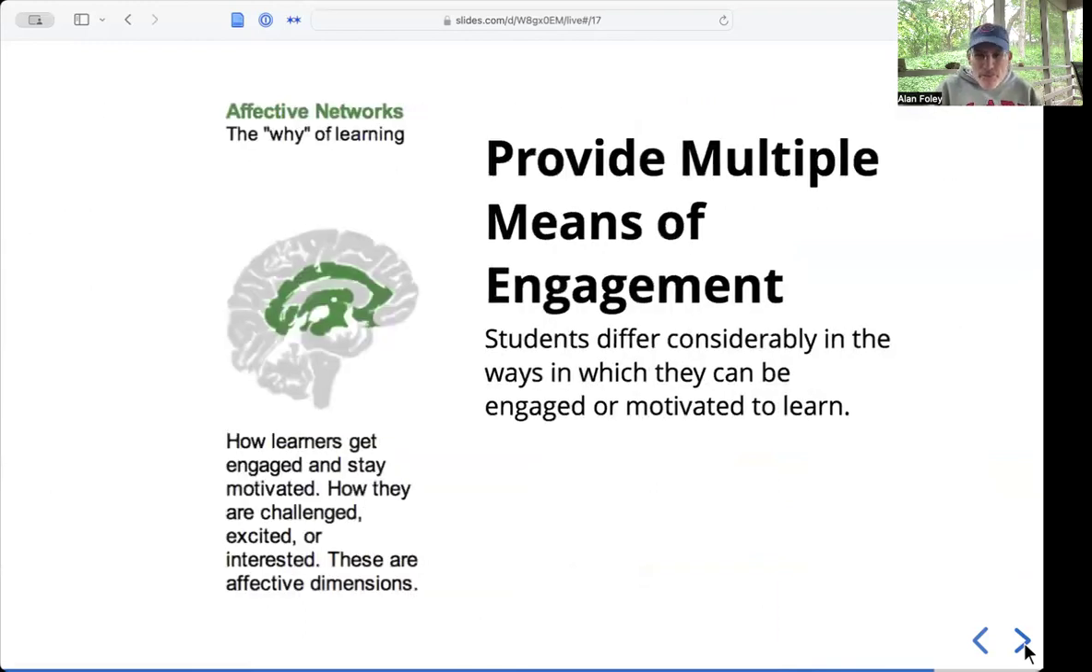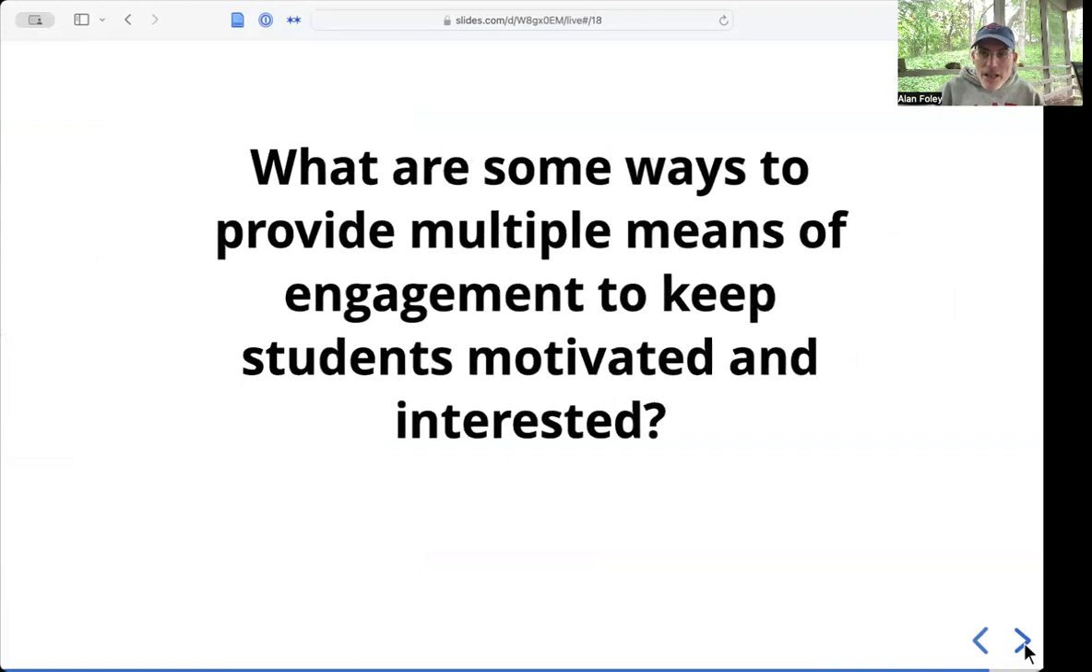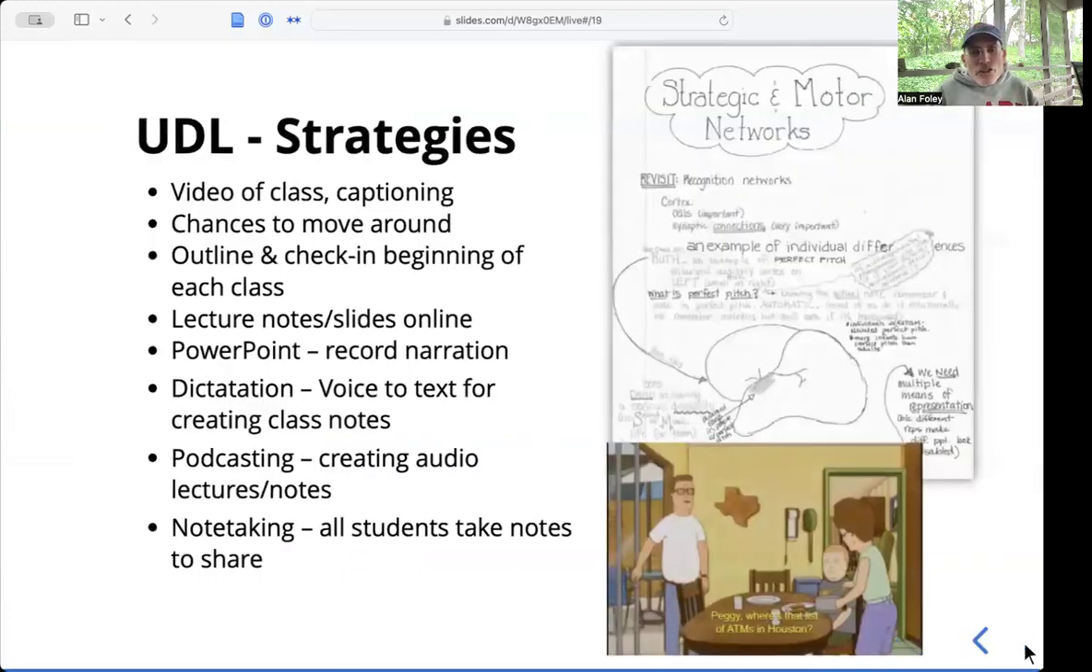And then finally, multiple means of engagement. Thinking about how students can get engaged and stay motivated. So students do differ in the ways in which they learn and can be engaged or motivated. And so again, have a different question. What are some ways to provide multiple means of engagement to keep students motivated and interested?